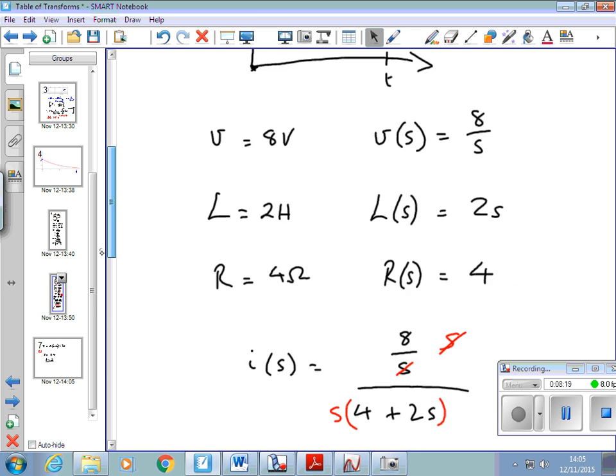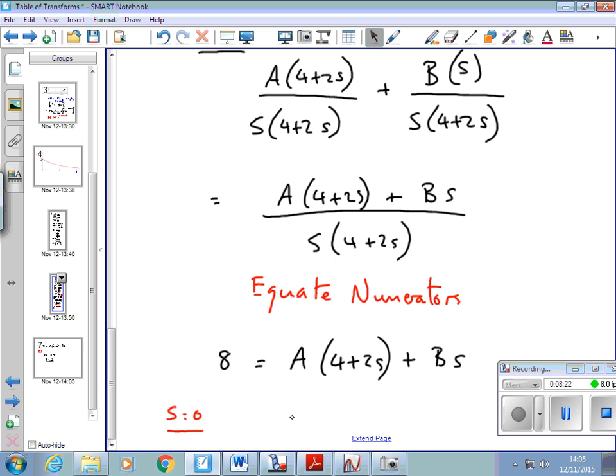Looking back, what do I do now to try and make a disappear? S minus 2. Yeah, minus 2, because minus 2 times 2 is minus 4, plus 4 is 0. So if I let s equal minus 2, a disappears.